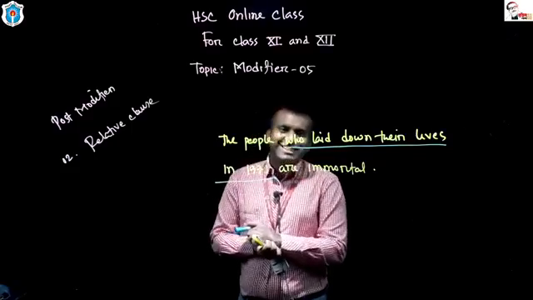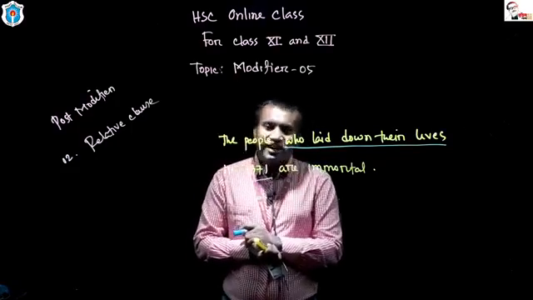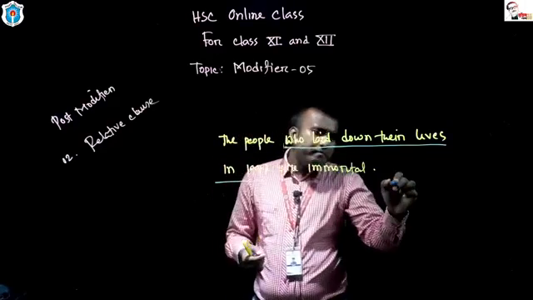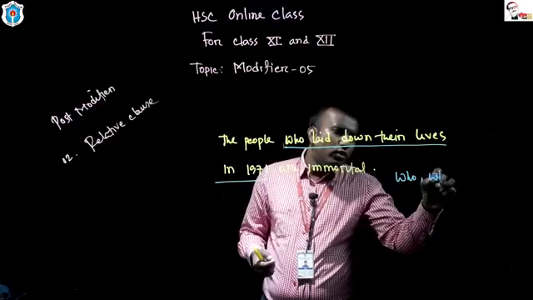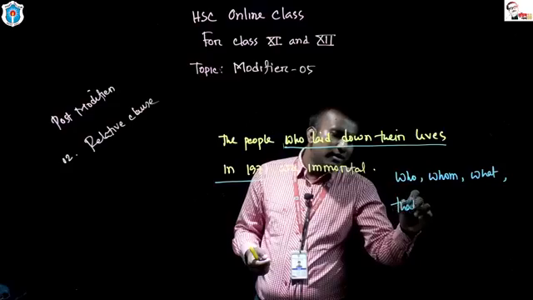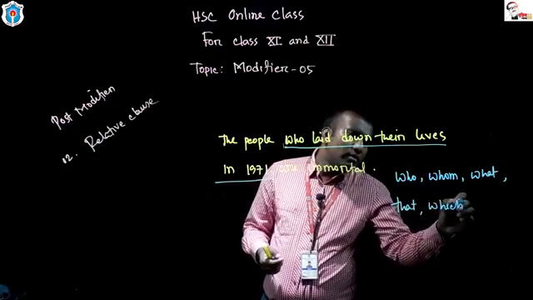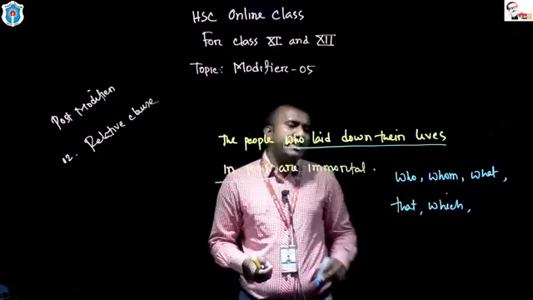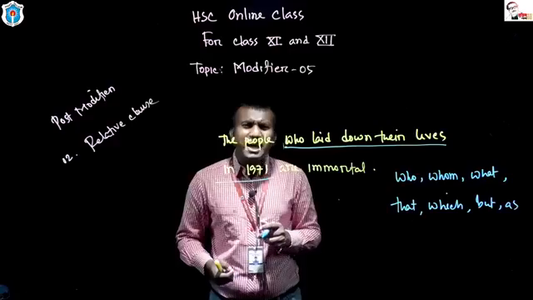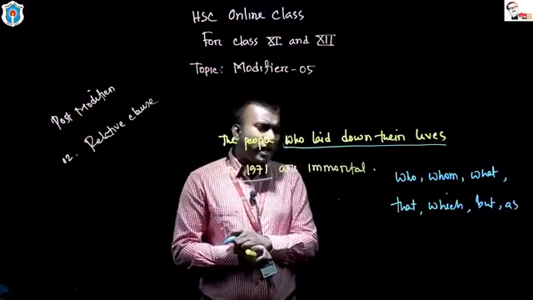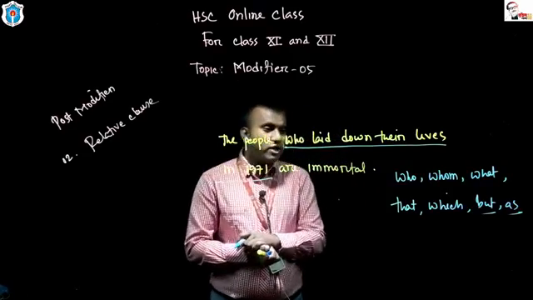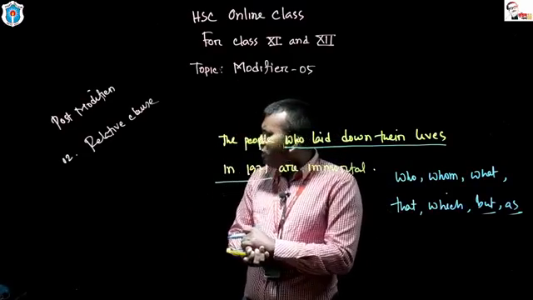Now the question arises about what a relative pronoun is. You know that who, whom, what, that, which, but, as. These words can work as a relative pronoun. But and as also work as relative pronouns exceptionally. These are the words which can be used as relative pronouns.